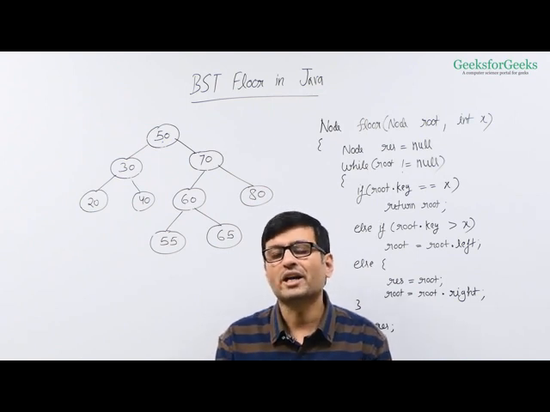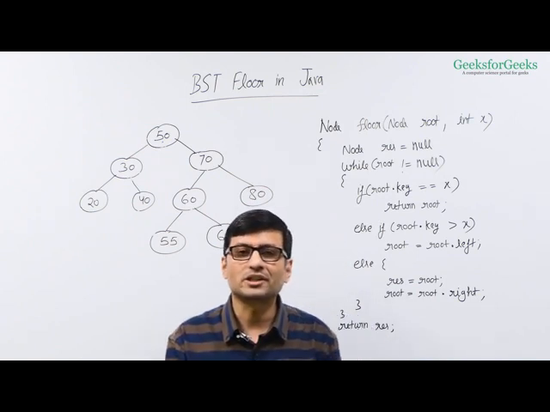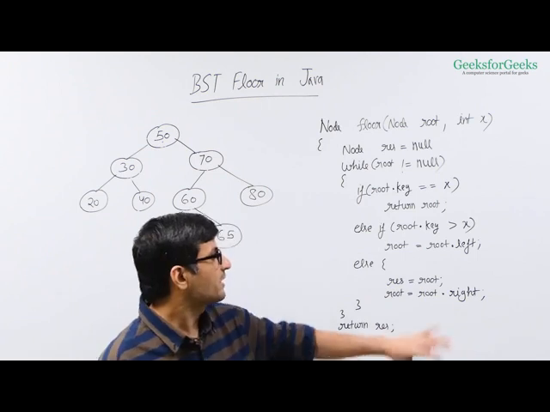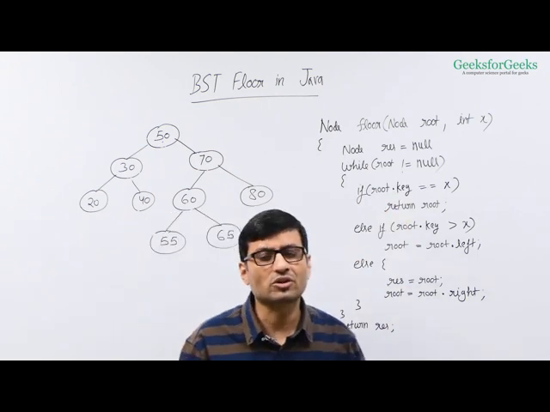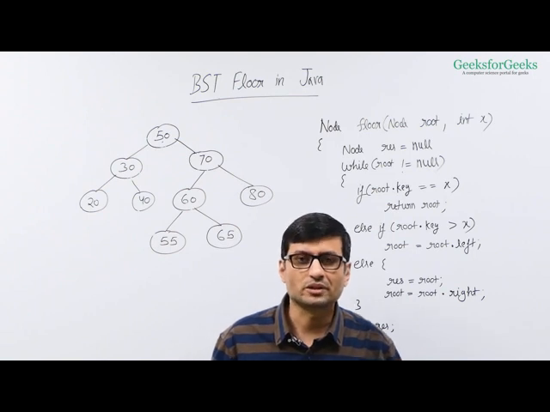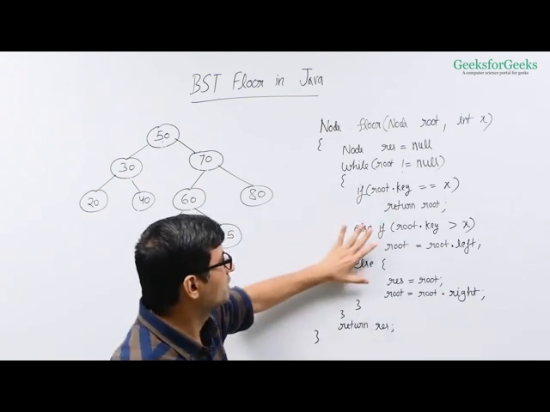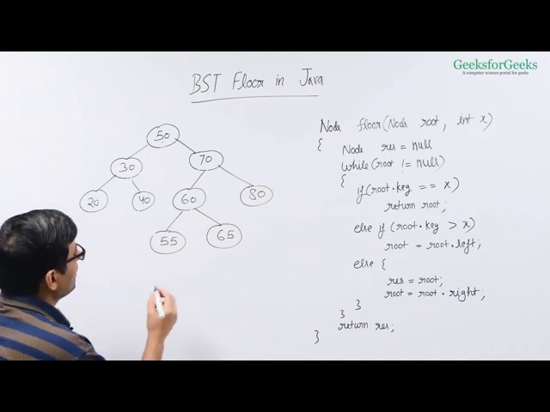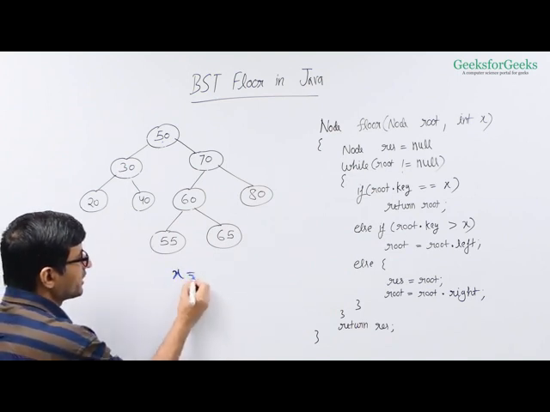That's the simple idea, and this is the simple implementation of the simple idea. It's an iterative implementation, so it does not require extra space. It's a big O of 1 extra space solution. Let's do a dry run of this solution for this example with the key to be searched as 58.